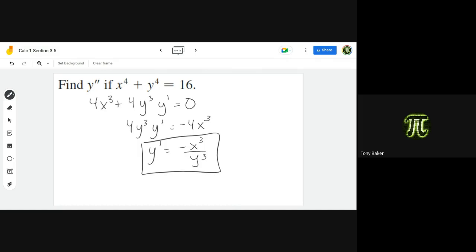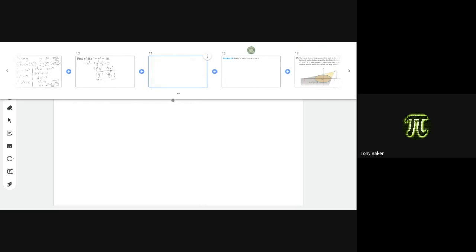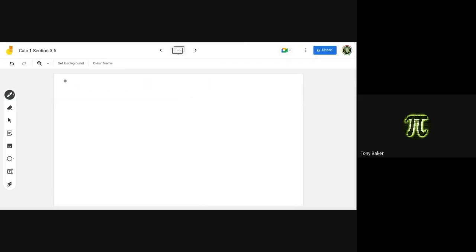All right. Next, we want to find our second derivative. So I have y prime equals negative x to the third over y to the third. So how do I define the derivative of that? Yes, I need to use the quotient rule. I have division here. You actually could do this one of two ways.